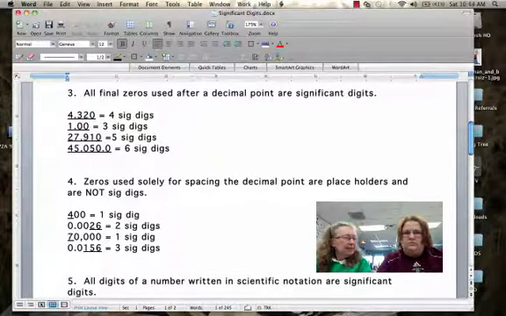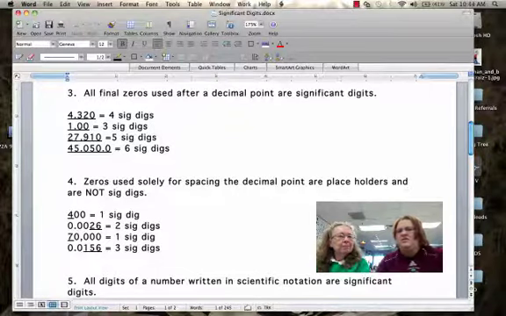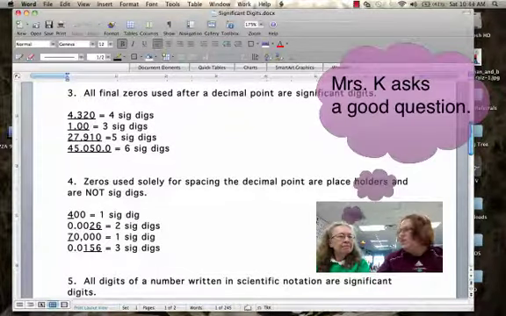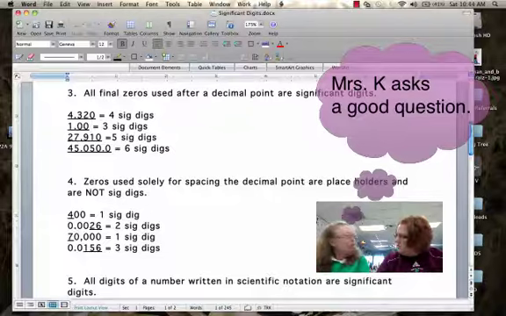Then 1.00, again, those zeros are final zeros after a decimal point. So they are significant digits. But isn't that 1.00 just the same number as 1? Isn't it just 1? No, because that's a good question.